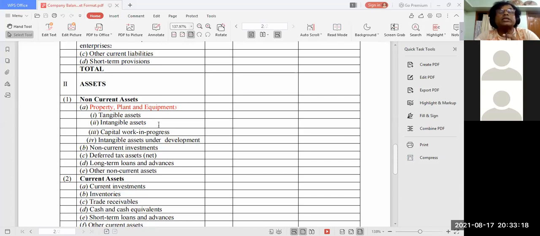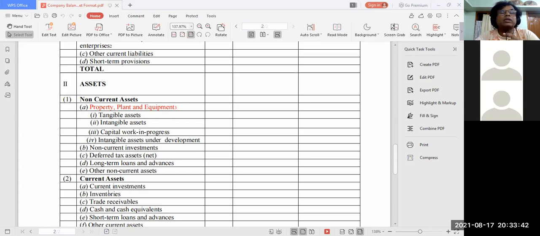Then intangible assets, like goodwill and trademark, will come here. And this will be in working only. Then non-current investment, deferred tax, all these things will come here. Just learn these items. This is non-current asset. Actually, it means fixed asset, but we cannot write fixed asset because you have to write property, plant and equipment.